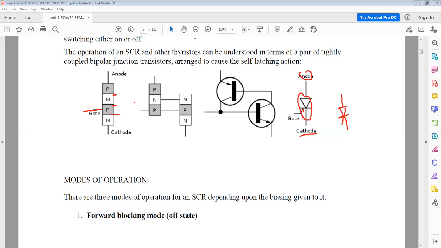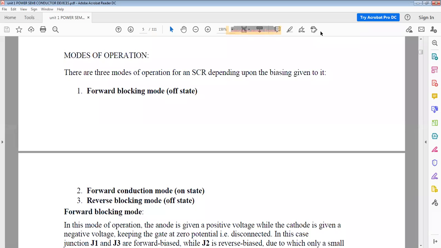That is the construction. Let us see the operation, that is, the working and characteristics of SCR. Now, modes of operation of SCR. There are three modes of operation. Similar to a diode, forward bias and reverse bias are the two modes of operation, and zero bias: when there is no supply to the positive and negative terminals of a diode, no current flows through it. Similar to that, the modes of operation of SCR, silicon controlled rectifier, depend upon the bias given to it.